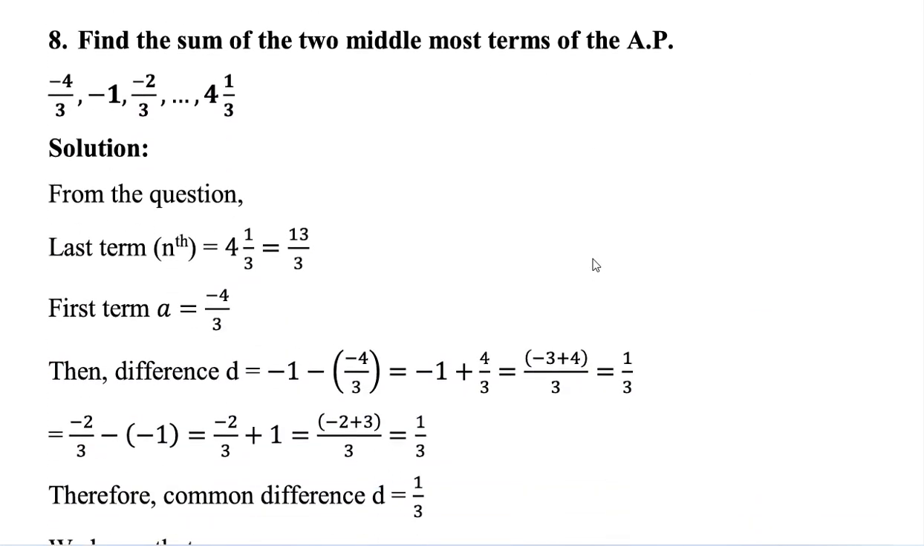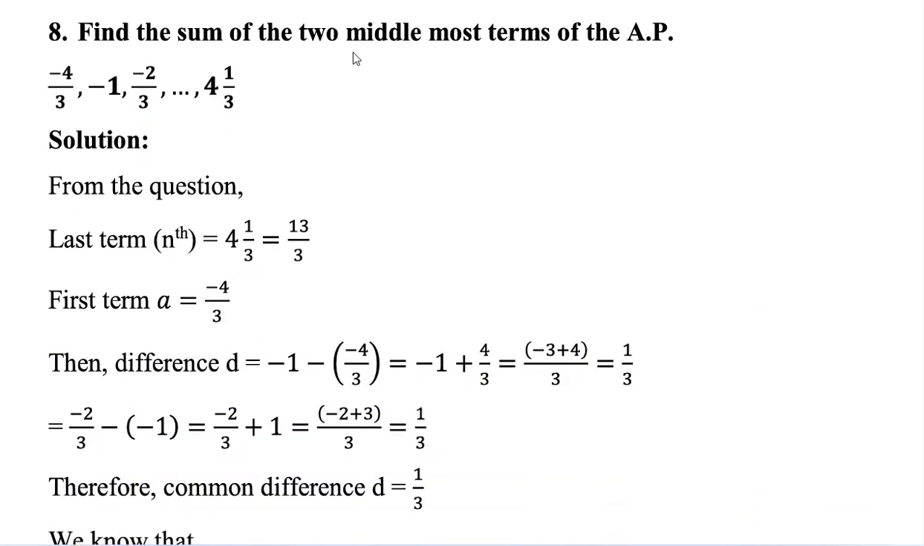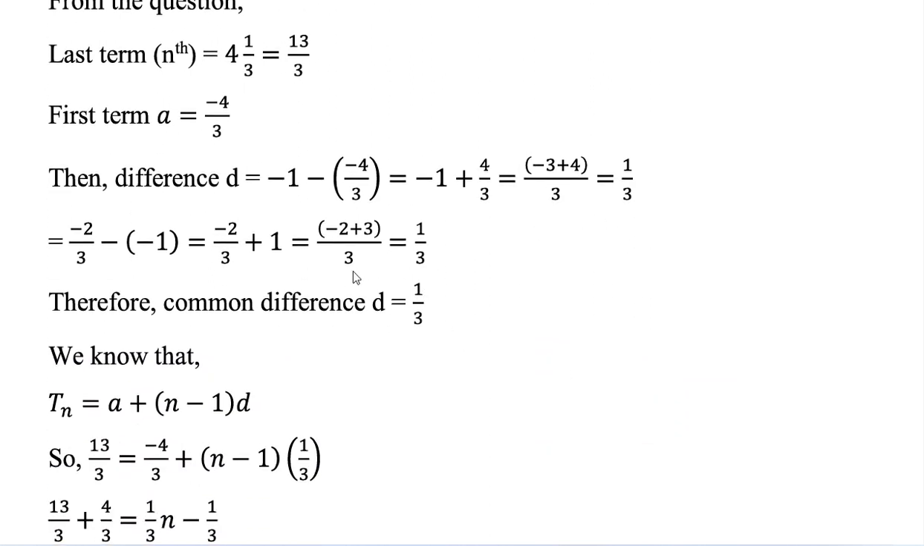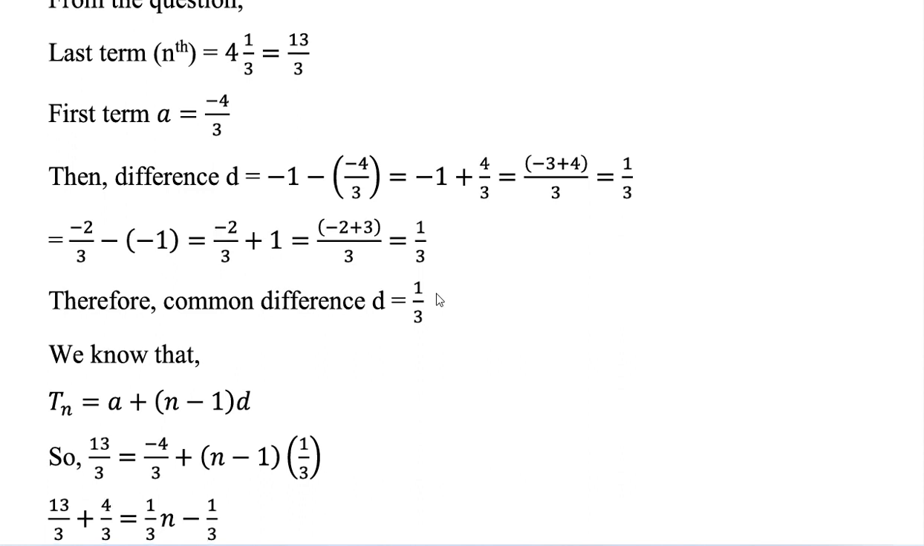Okay, find the sum of the two middle most terms of the AP. So what do we have to do? See from the question, the nth term, that is 4 whole 1 by 3, that is 13 by 3. First term A will be equal to minus 4 by 3. The difference, minus 1 minus minus 4 by 3, that comes to 1 by 3. Okay, so common difference D will be equal to 1 by 3.